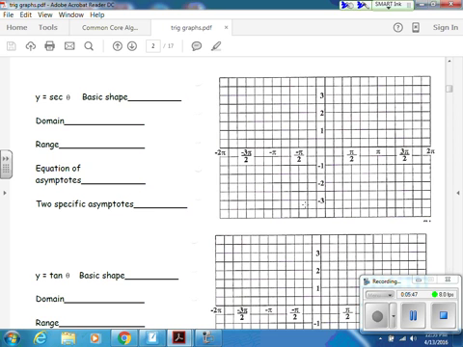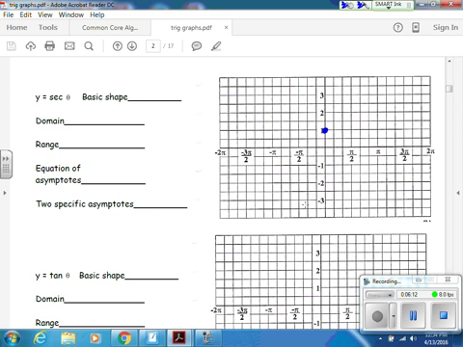Alright, so we're not going to fill in basic shape or anything yet. So at 0, what is secant going to be? 1, because 1 over 1 is 1, right? Okay, so it's going to be 1. What about at pi over 2? It's going to be 0? I don't know. You have to tell me.